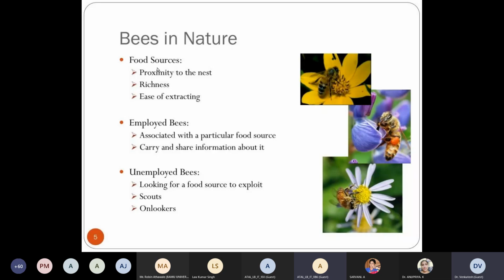So these food sources might be somewhere nearer to the hive only. And how easily these bees are able to extract the nectar.